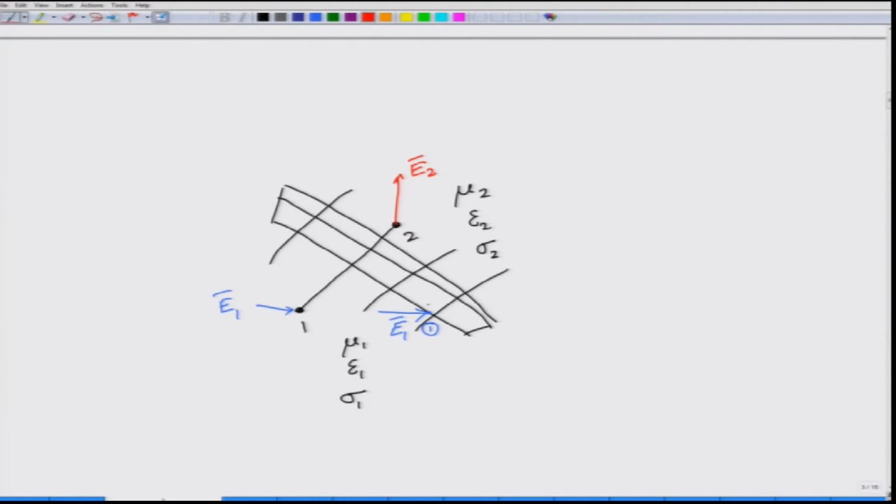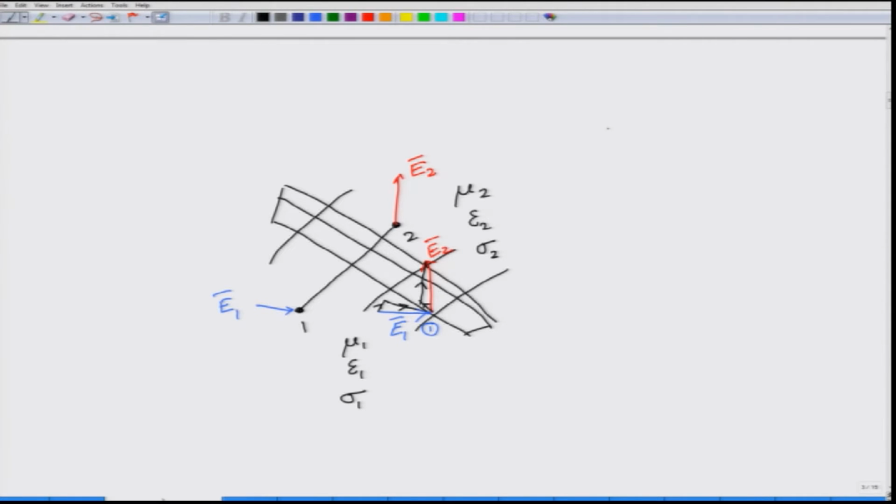What will happen to the electric field E2? The electric field E2 will also come out in this particular direction. Now, is there a relationship between E1 and E2? First, observe, this electric field can be written down in terms of its tangential and normal components. Similarly, this can also be written in terms of its tangential and normal components.